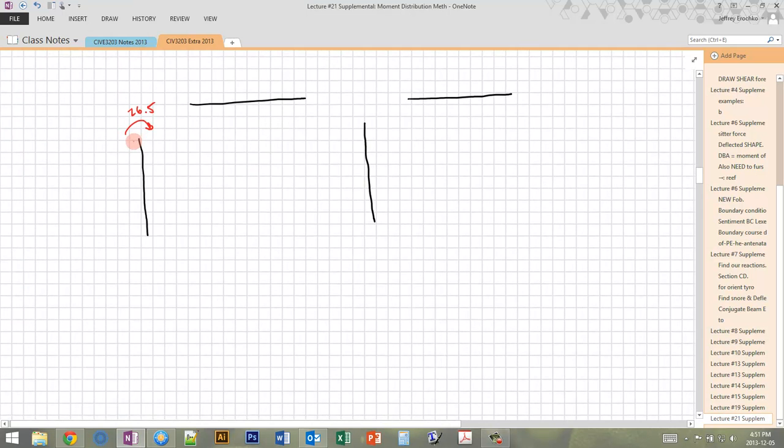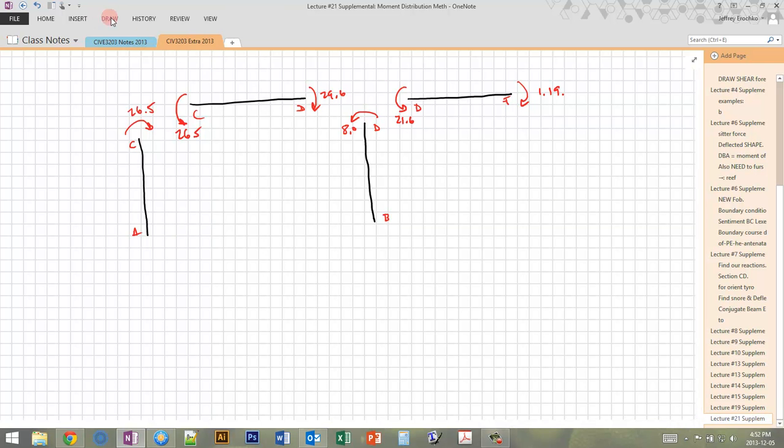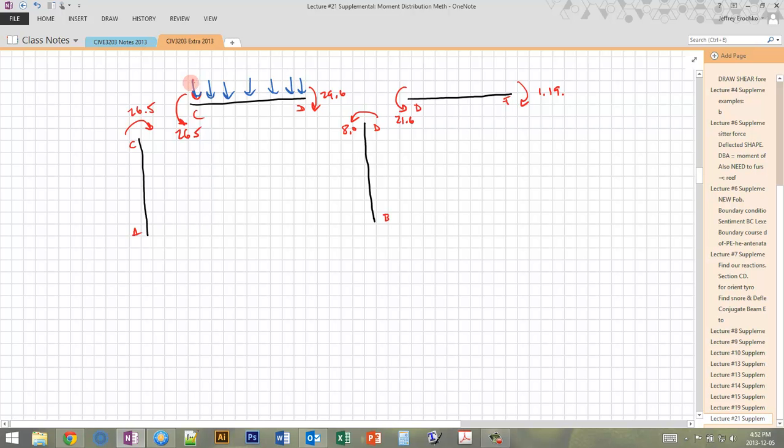Right, so this is C, A, B, D, D, E, C, D. Okay, so this was CA was 26.5 negative, which means it's clockwise. Now I can do that for all of them. So those are all of the outputs from the moment distribution method. Then I can draw my external loads, which are also important if I want to use these free body diagrams.